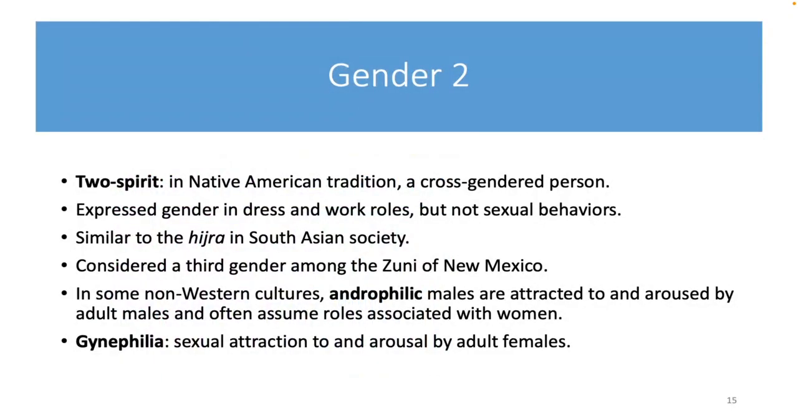And again, this is not a new concept. In Native American tradition, they had a term called a two-spirit, and it was a cross-gender person. And they express gender in how they dress, their work roles, but not necessarily sexual behavior. So sex and gender are completely different. There's also in South Asian society what's called a hijra, and a third gender among the Zuni of New Mexico. And in some non-Western cultures, androphilic males are attracted to and aroused by adult males and often assume roles within women. Gynephilia is a sexual attraction to or arousal by adult females.